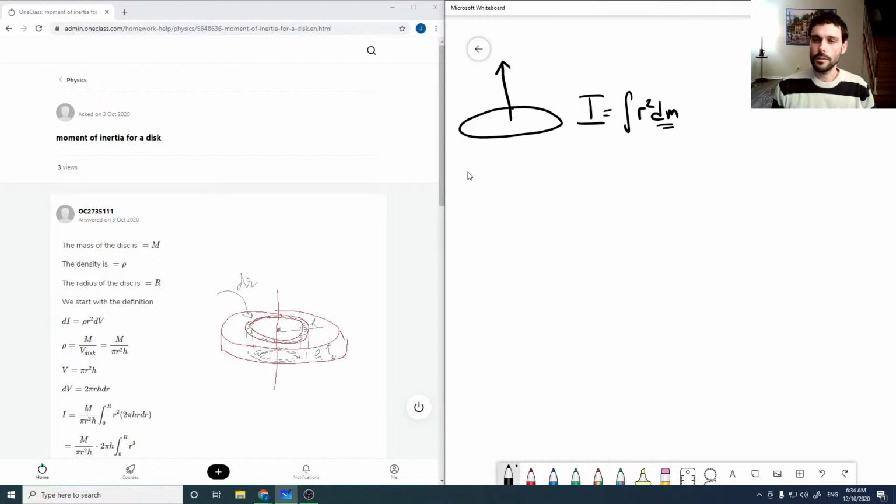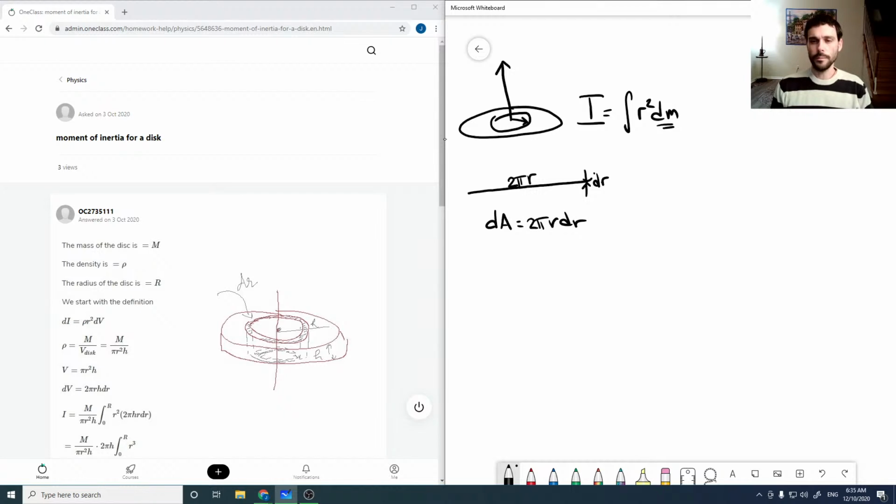And the trick is always to identify this dm. And so if we consider a small area of mass at some r away and some thickness dr, we can extend this out. And so this length would be 2 pi r because it's a circle, and its thickness is dr, giving it a small unit of area of just 2 pi r dr.